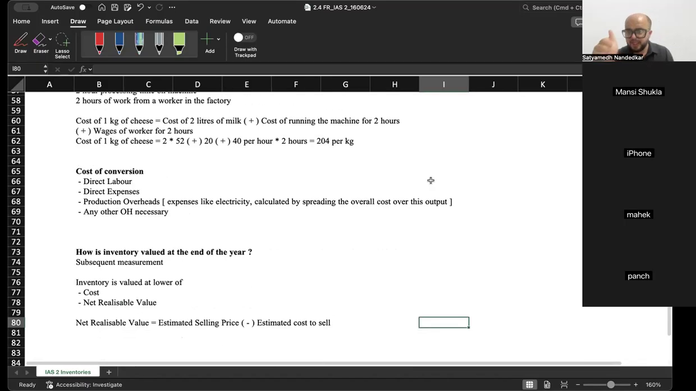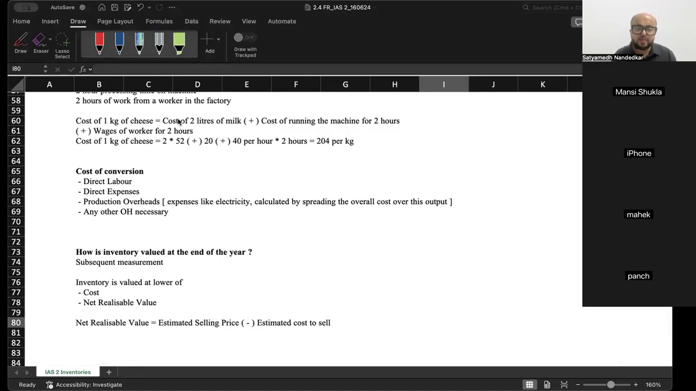So basically, direct labor cost, direct expenses, production overheads like electricity, heating cost, and all of that, and any other cost which is basically a part of the cost of conversion will be included in the overall cost of that particular item. Cost is not just the purchase price, cost includes all of these things also. And how is inventory valued at the end of the year? At the end of the year, inventory is valued at lower of cost or net realizable value. What is net realizable value? Net realizable value is estimated selling price minus estimated cost to sell.